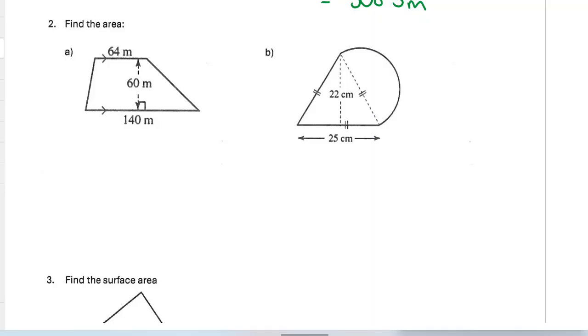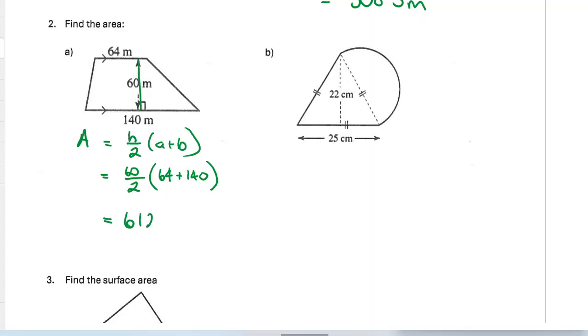This is a trapezium. The formula for a trapezium is A equals H over 2 bracket A plus B. Then I sub in the height of the trapezium, which will be 60 over 2 bracket. The A and the B are the two parallel ones, so 64 plus 140, and then I type that into the calculator to get 6120, and because this is area, it will be meters squared. So that would be a fairly basic type of question, just identifying the shape and using the right formula.